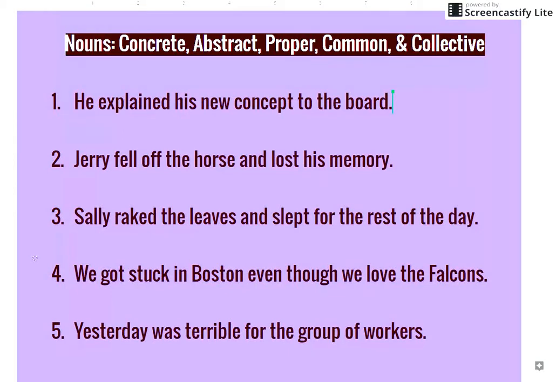Hello, today we're going to talk about how to identify nouns in a sentence and then divide them into their different categories: concrete, abstract, proper, common, and collective. Let's get started. Sentence number 1, he explained his new concept to the board.